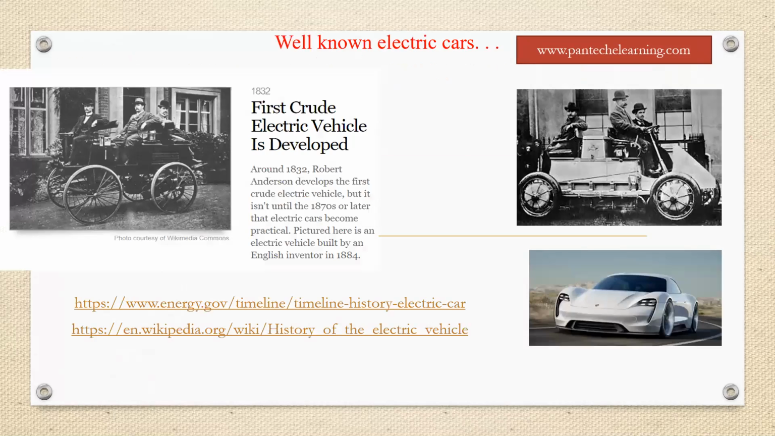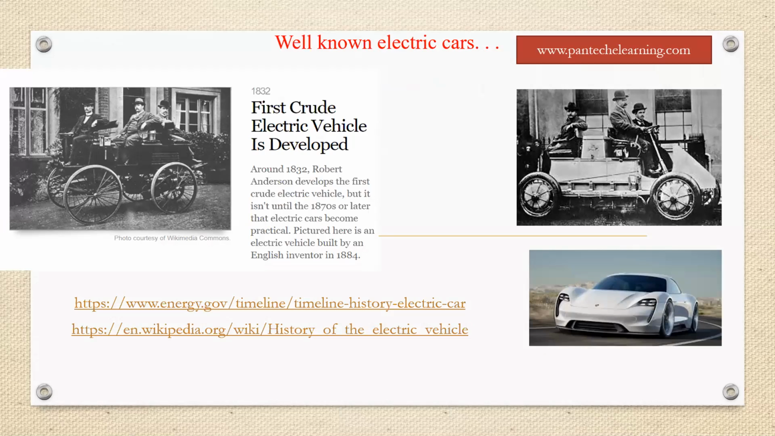So here, you can look at the history of the electrical cars. Here we are showing 3 figures. The first crude electric vehicle car was developed by Robert Anderson in 1832.